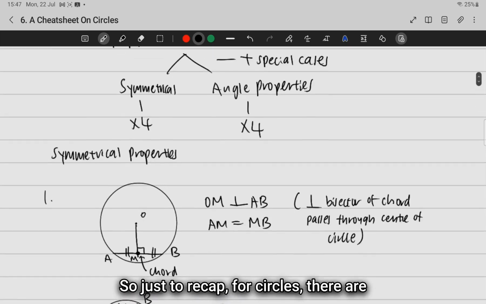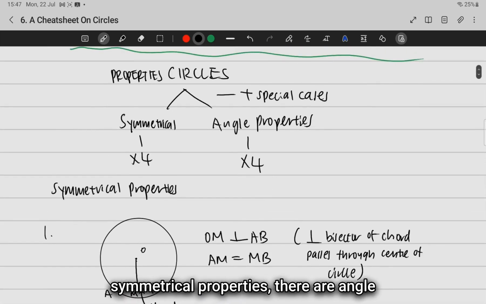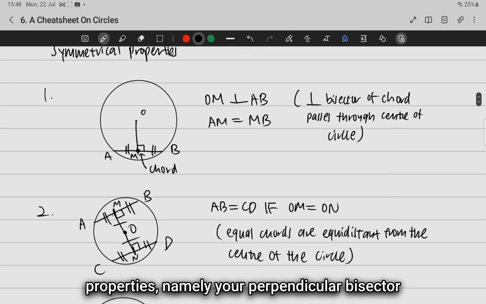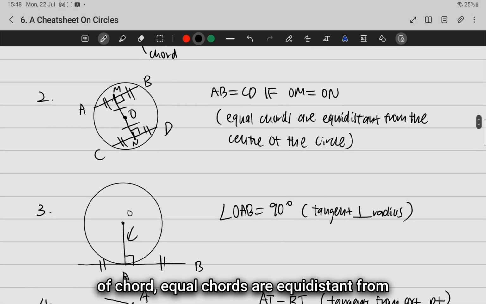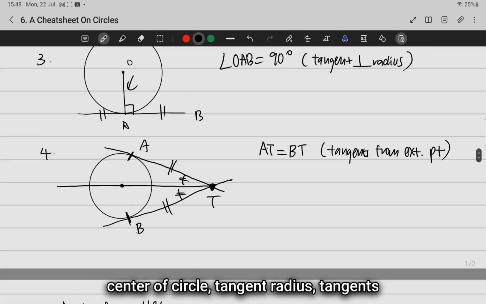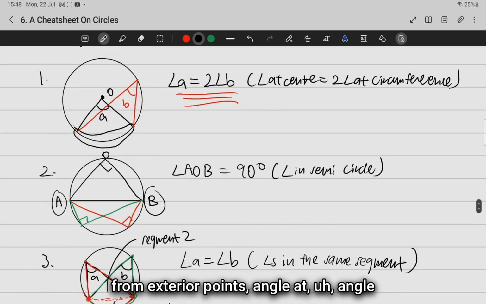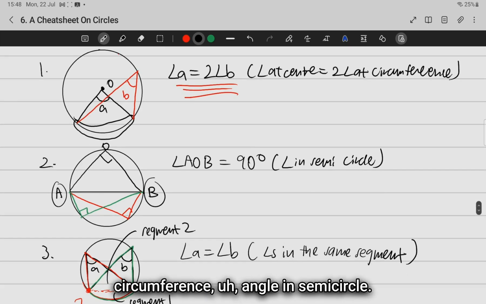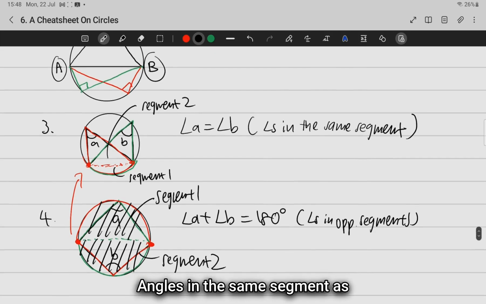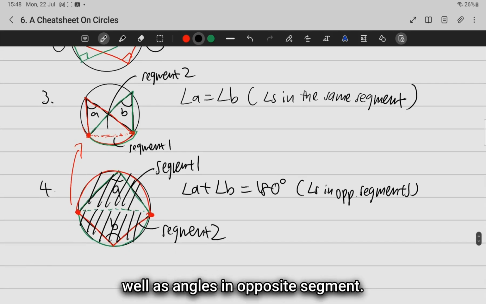So just to recap, for circles, there are symmetrical properties and angle properties. There are 4 symmetrical properties, namely your perpendicular bisector of chord, equal chords are equidistant from center of circle, tangent radius, tangents from exterior points. The angle properties are angle at center of circle equals 2 angle at circumference, angle in semicircle, angles in the same segment, as well as angles in opposite segments.